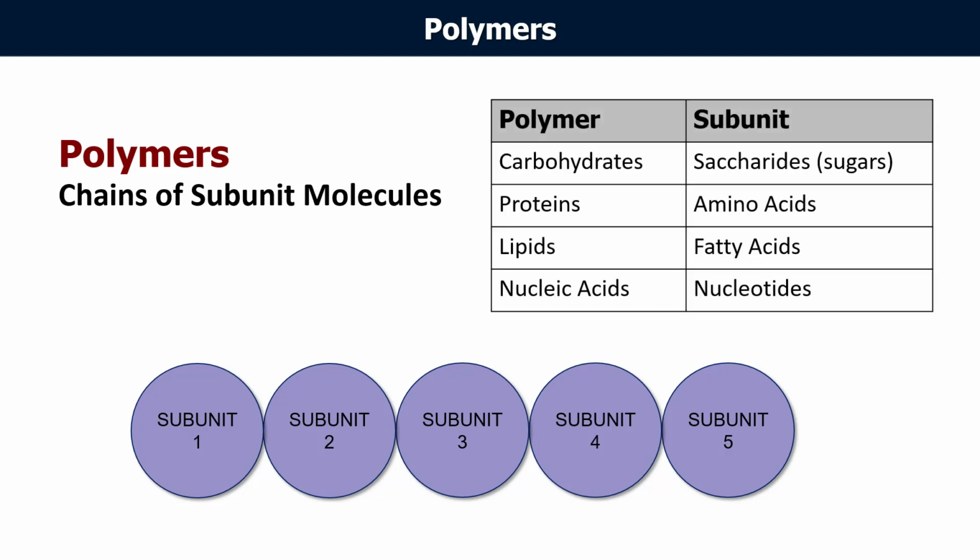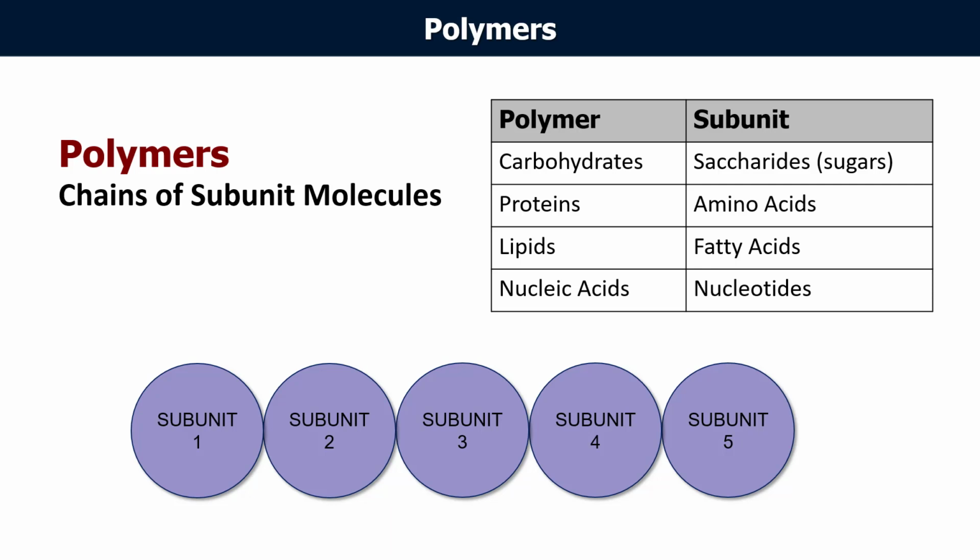So what type of subunits are we linking up? Well, there are 4 main types of polymers in living things. The 4 main types of polymers are carbohydrates, proteins, lipids, and nucleic acids. So all living things, whether we're talking about fungi or plants or animals or bacteria, are made up of carbohydrates, proteins, lipids, and nucleic acids. But these polymers themselves are chains of subunit molecules.